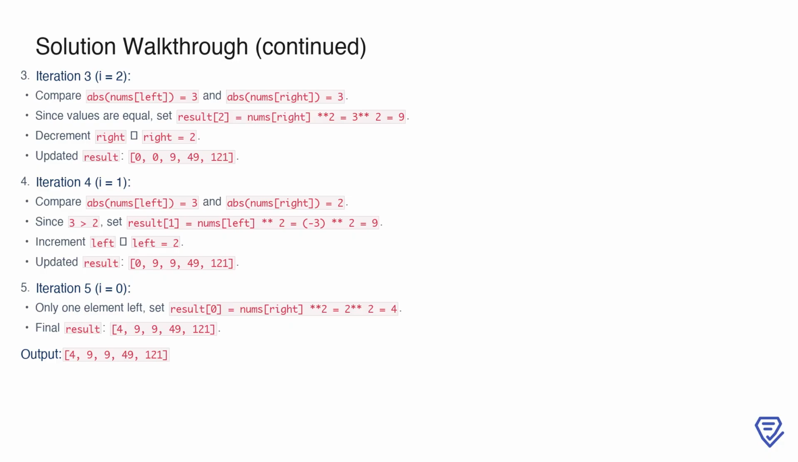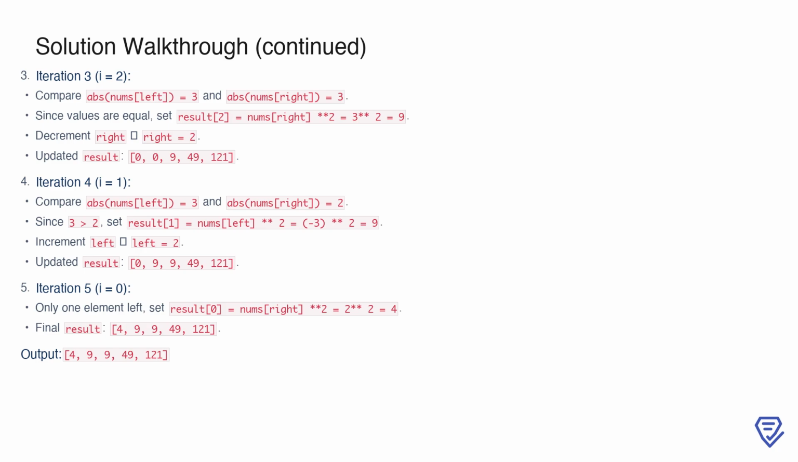Next, we compare abs(nums[left]), which is 3, and abs(nums[right]), which is 2. Since 3 is greater, we square nums[left] to get 9 and place it in the next position in the result array. We then increment the left pointer, and the result array becomes 0, 9, 9, 49, 121.